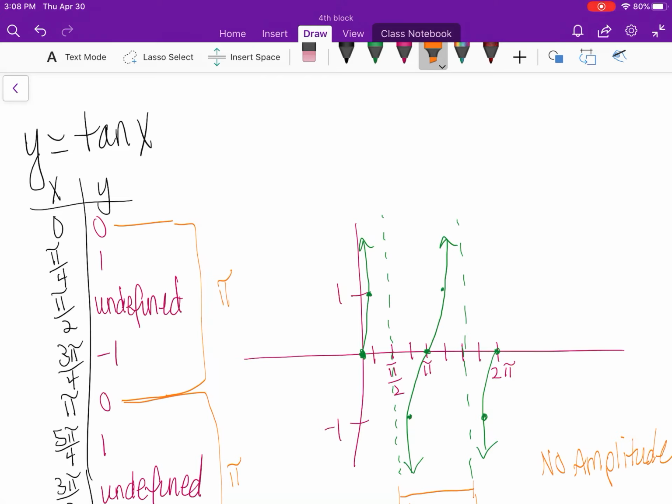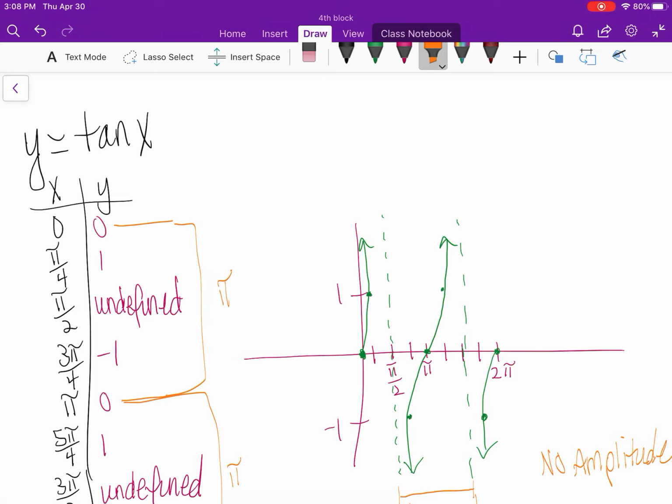Now, this period thing, let's talk about that a little more. It's different than what we saw in sine and cosine. Sine and cosine, and we won't really get into cosecant or secant, but they are the same. All 4 of those graphs have periods of 2 pi. And tangent is going to have a period of pi. And we'll look at cotangent here in a minute, and you'll see the same thing. It has a period of pi as well.